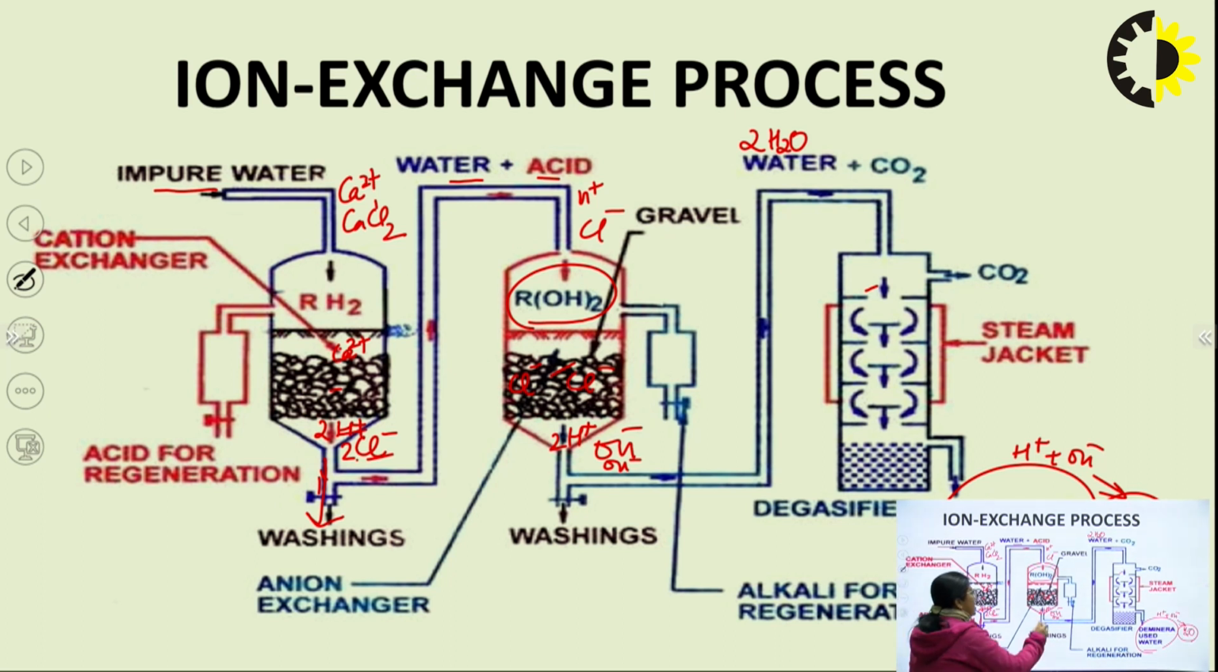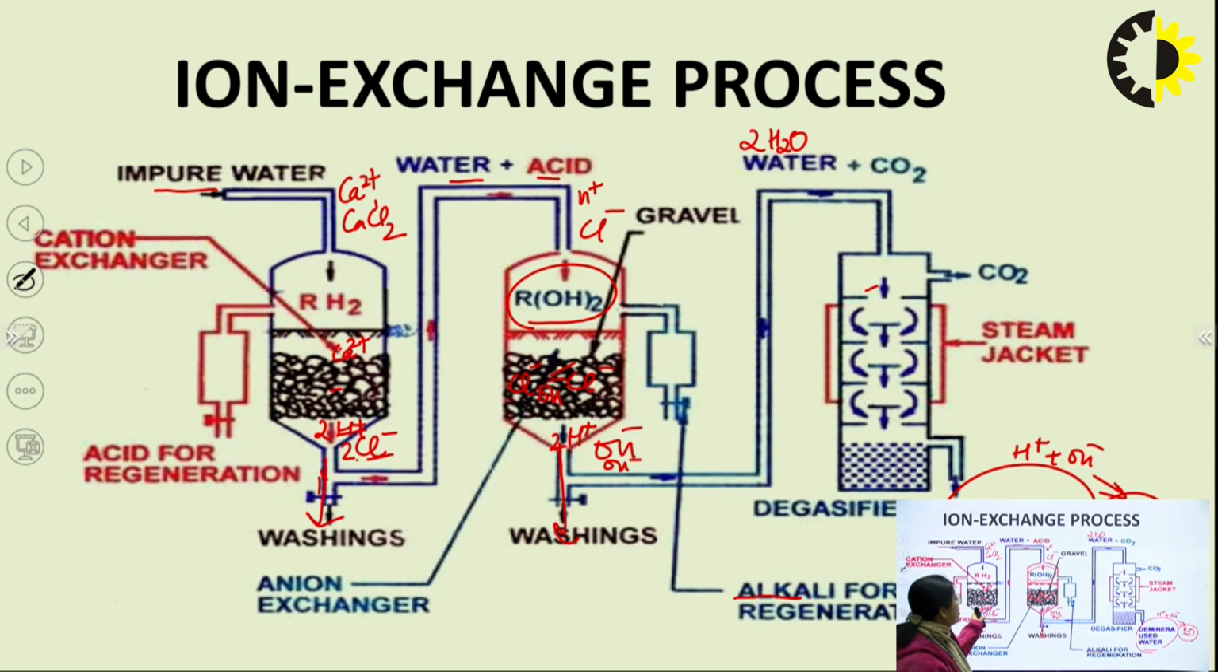Similarly, the anion exchanger is going to get regenerated by the alkali, the use of NaOH. When this NaOH is passed through the anion exchangers, all the anions, whether chloride ions or sulfate ions, are going to move out through the washings, and OH- is again going to get incorporated into the anion exchangers. So we can again run the process or reuse the regenerated cation and anion exchanger.